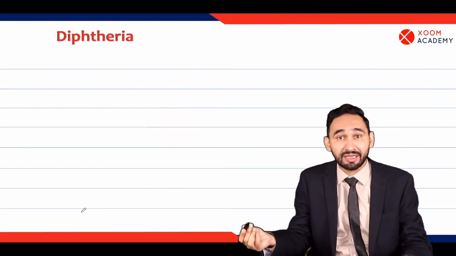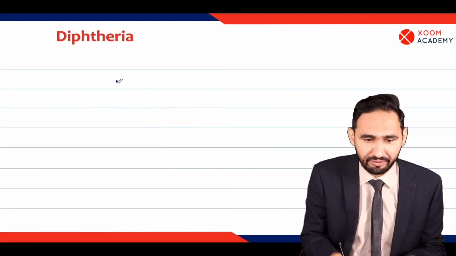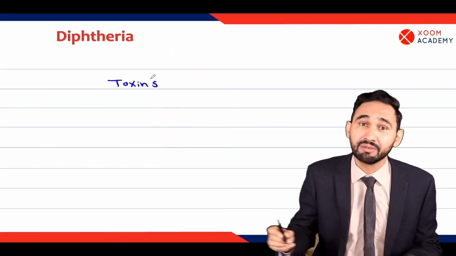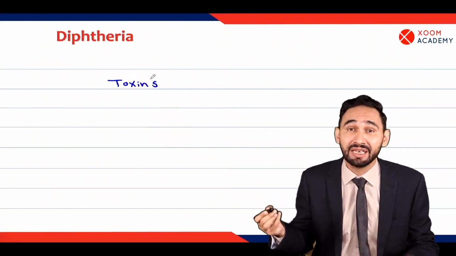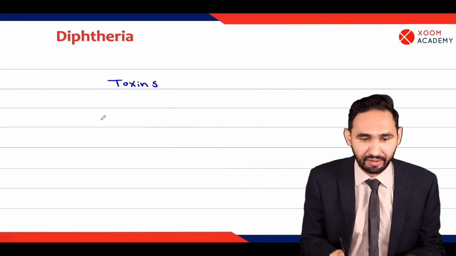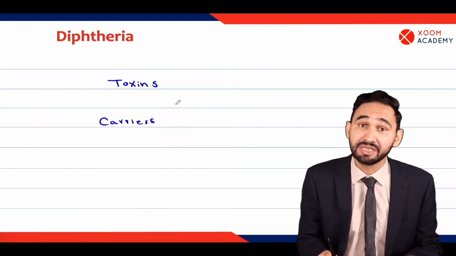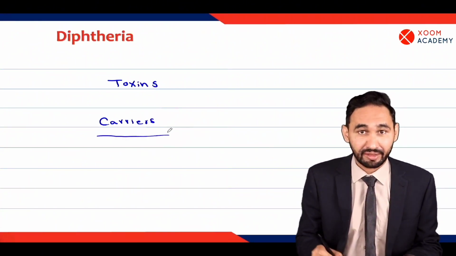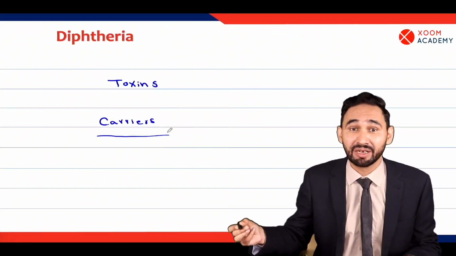Let's start with diphtheria. Diphtheria is a bacterial disease of the respiratory system and it spreads by toxins. The main feature of diphtheria is toxins. Corynebacterium diphtheriae produces toxins which produce the disease. And the other significant feature to remember is that diphtheria spreads mainly through carriers. These are two main features. It's a bacterial disease that spreads through toxins and it spreads through carriers. Carriers are those who have mild symptoms or are asymptomatic but they spread the disease.